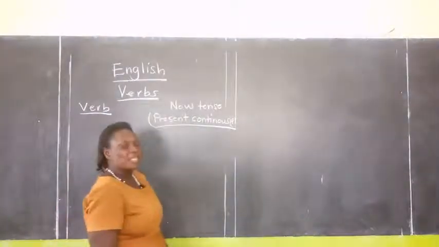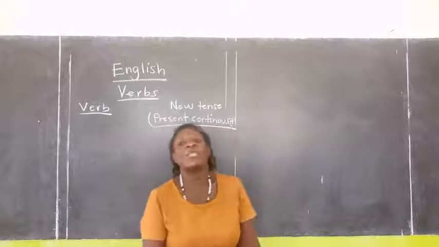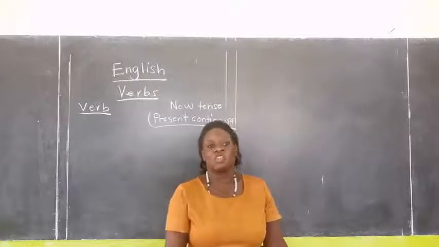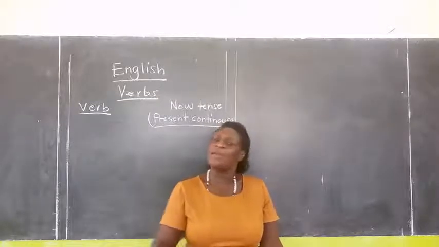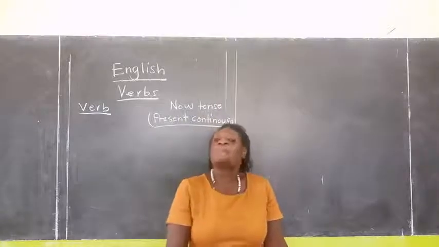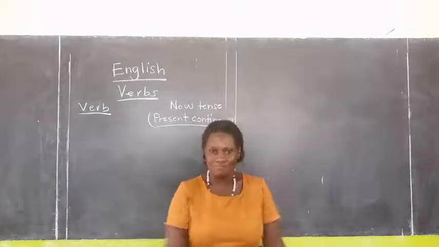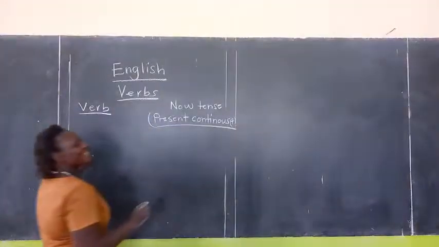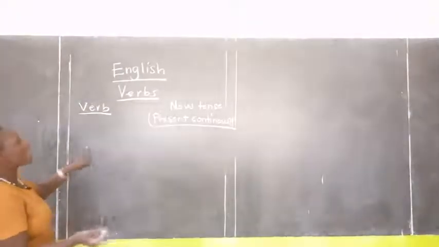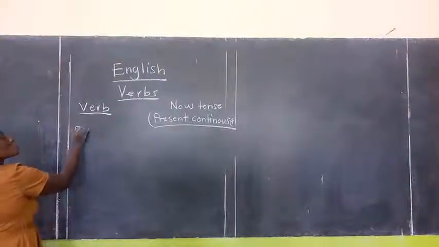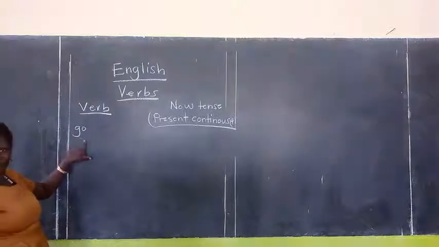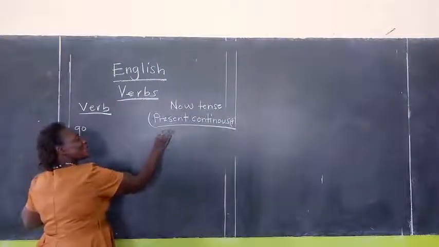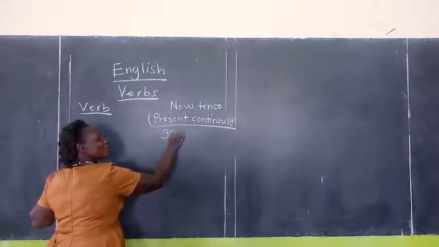We say that with the now tense, that is when the act is going on at that particular time. For example, now I'm teaching. I have added ing on my verb teach because the act is going on now. I think there we are together. Let us have an example of any verb. We can have a verb like go. How do we change it into now tense? With go, you just write go the way it is, then you add on ing.